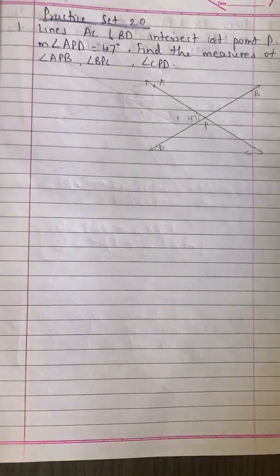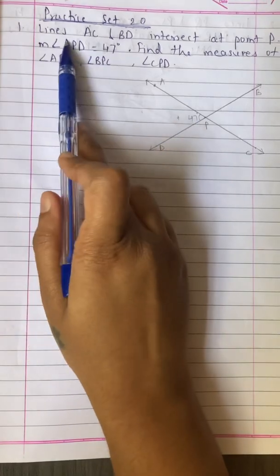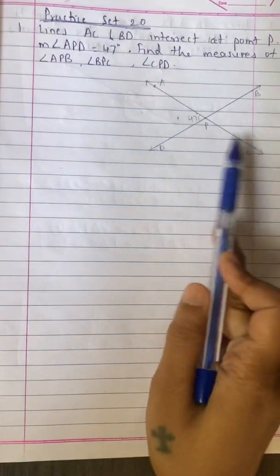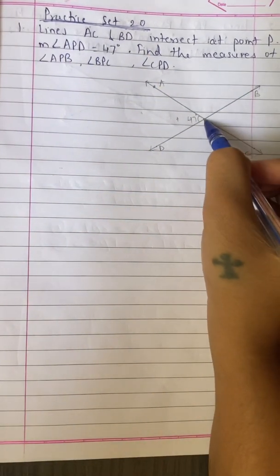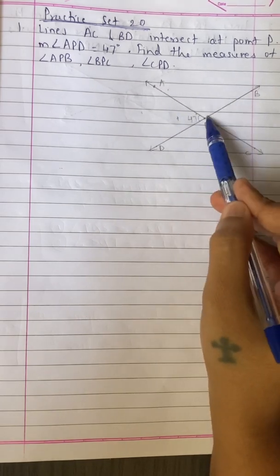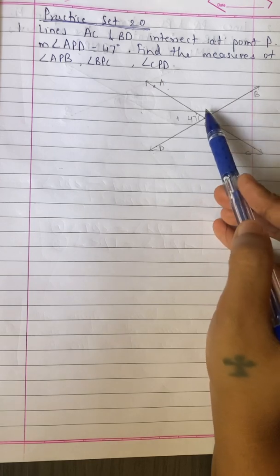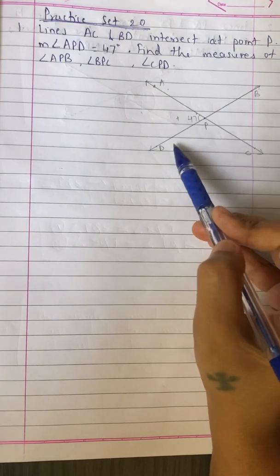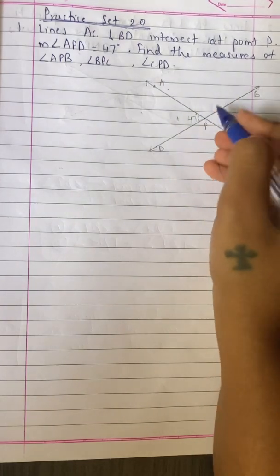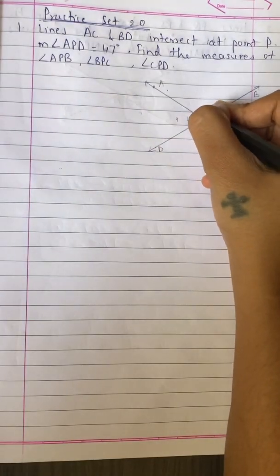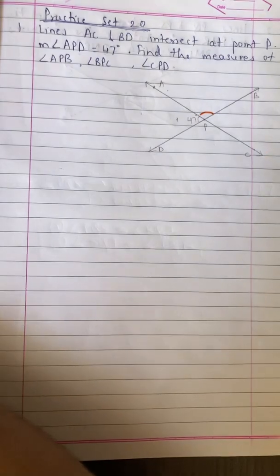Practice set 20, sum number 1. Lines AC and BD intersect at point P. Angle APD is 47, as given in the diagram. Find the measures of APB. First they want this angle, so I'll mark it with orange color.